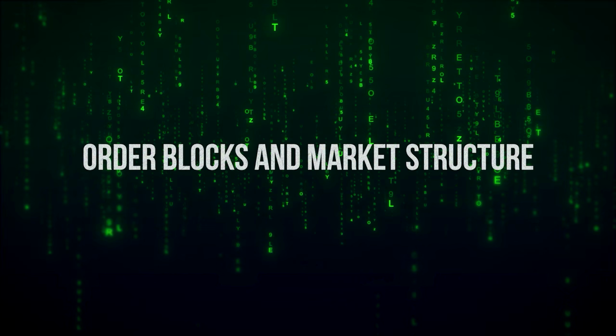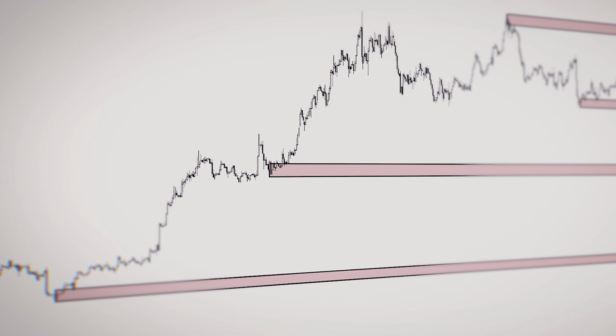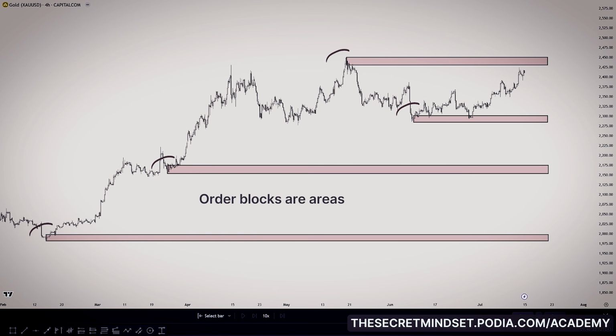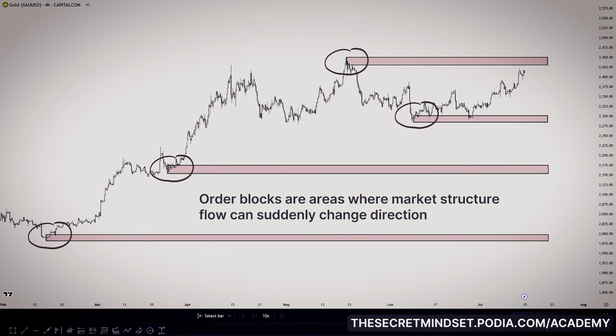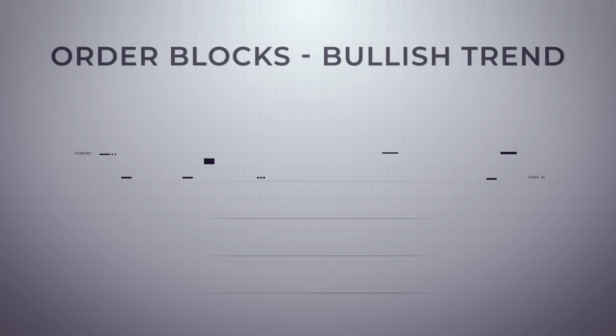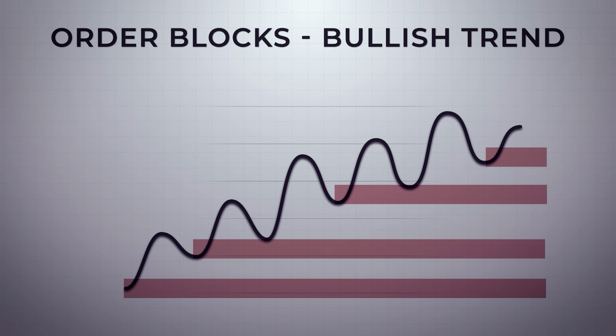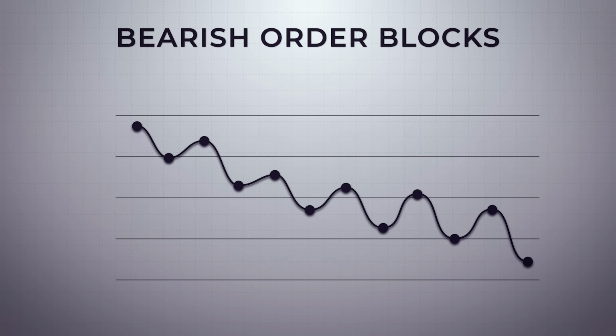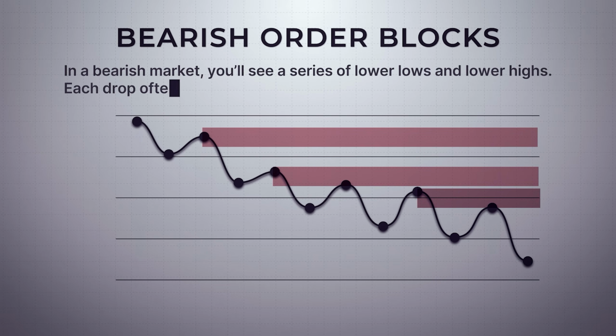Order blocks fit into the bigger picture of market structure. Market structure shows the overall flow with its twists and turns. Order blocks are areas where the flow can suddenly change direction. In a bullish market, you'll see a series of higher highs and higher lows, and each swing up is usually kicked off by a bullish order block. These blocks are like stepping stones, marking the path of the uptrend. Now flip that for a bearish market. You've got lower lows and lower highs. Each drop often starts with a bearish order block.